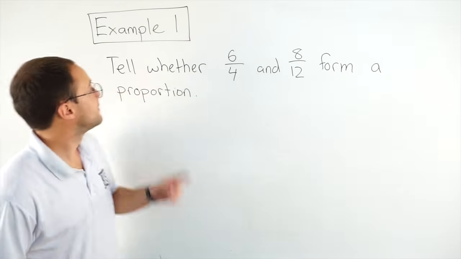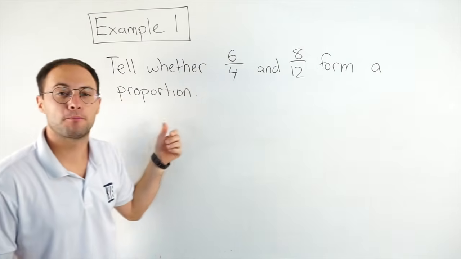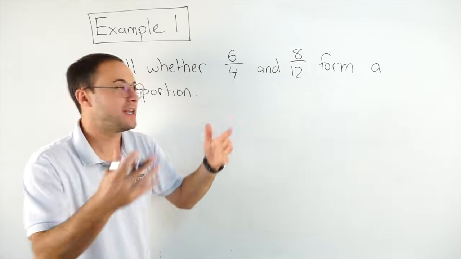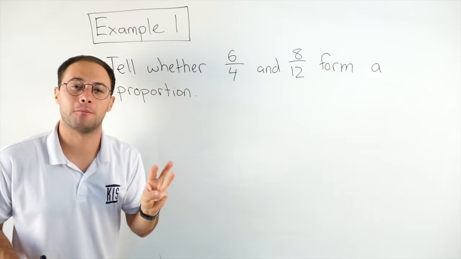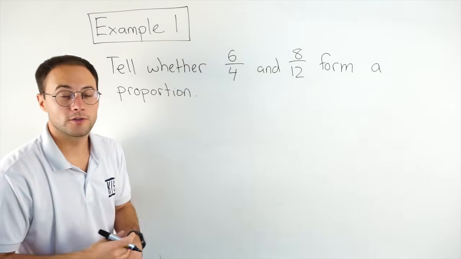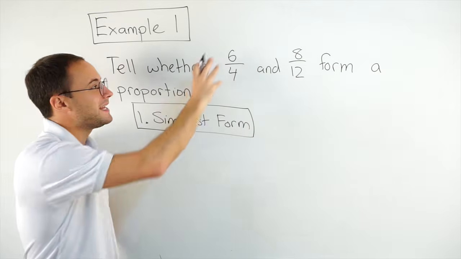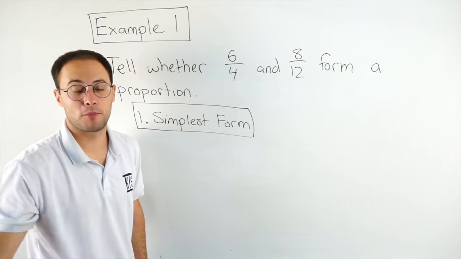All right, example 1. Tell whether 6 over 4 and 8/12 form a proportion. So we want to see if they are equal to each other, if we can make an equation with those two ratios. I'm going to show you 3 different methods on how to tell if they form a proportion. The first method is simplest form. We compare each ratio's simplest form, and if they are the same, then they would form a proportion.